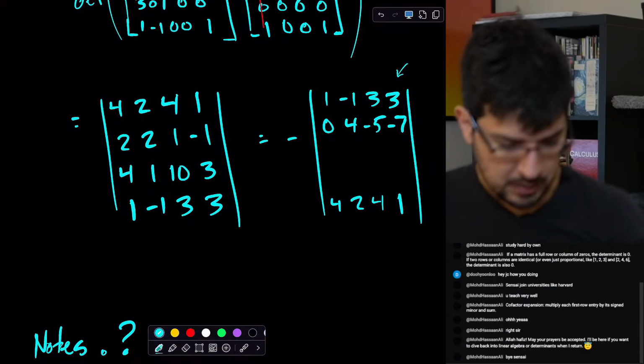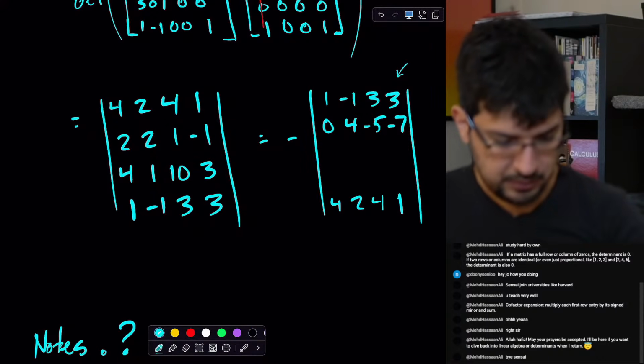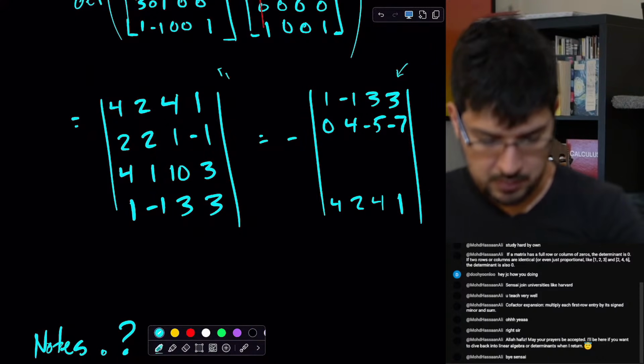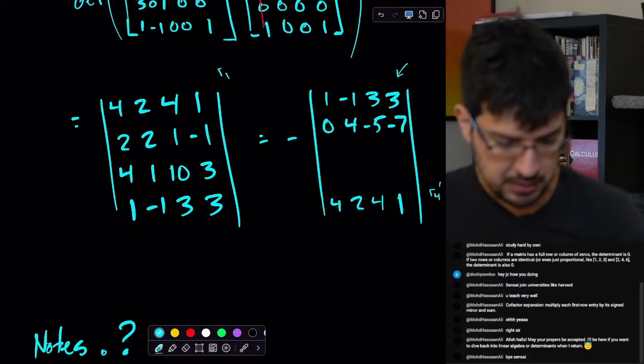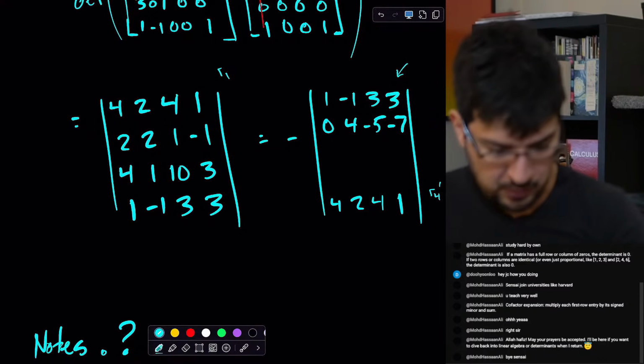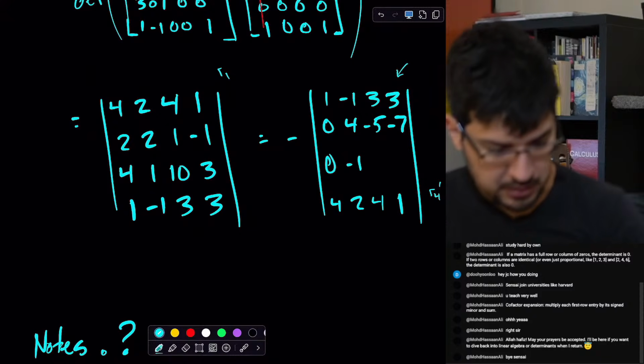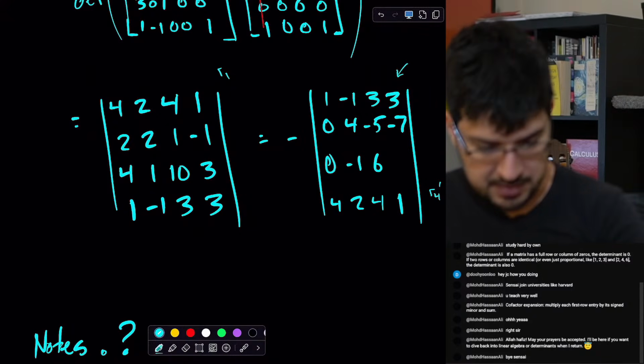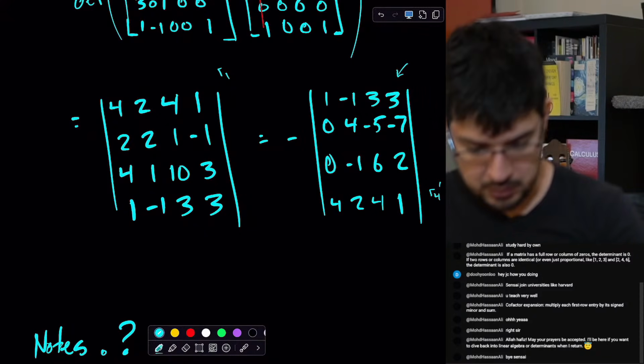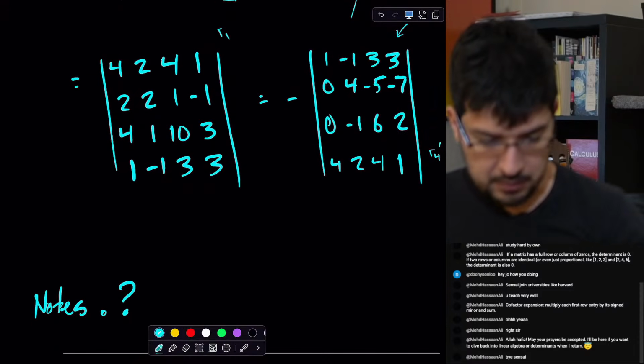And then row 3, I'll subtract, either you could think of it as row 1 or row 4 prime, either way. 4 minus 4 is 0. 1 minus 2 is negative 1. 10 minus 4 is 6. 3 minus 1 is 2. Okay.